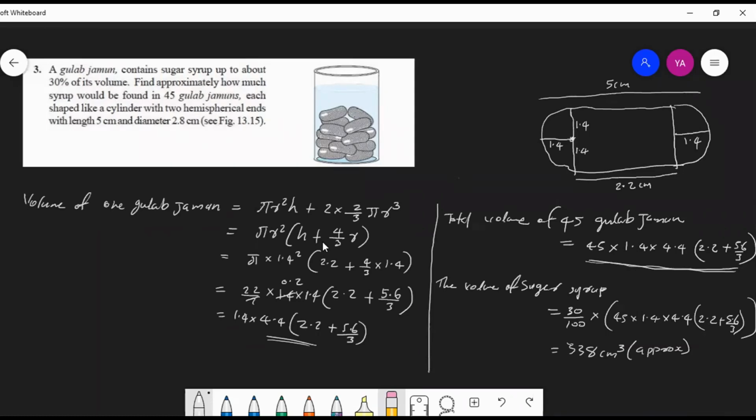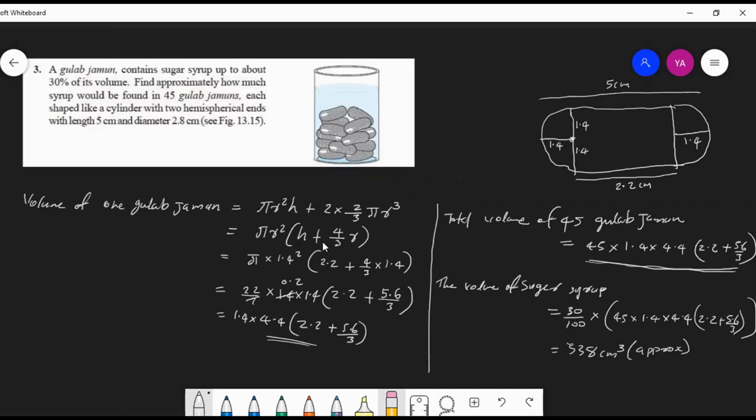Okay. I hope the question is clear. The gulab jamun is in the shape of a cylinder connected with two hemispheres at the ends. The total length of the gulab jamun is given. Then the diameter is given, that is 2.8. So radii of the cylinder and the hemisphere will be 1.4 each. Then we found the volume of one gulab jamun first, then the total volume of the gulab jamuns.